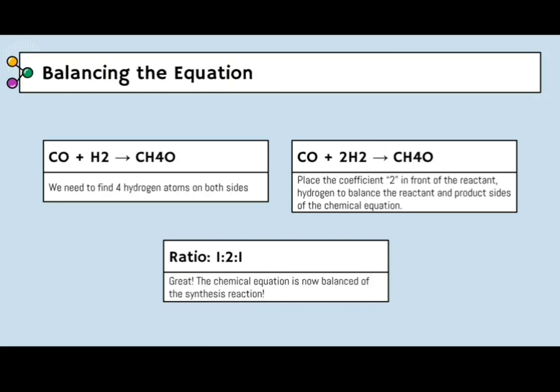This synthesis reaction, the ratio is 1:1, and we have balanced this synthesis reaction of carbon monoxide reacting with hydrogen gas to produce methanol. Now it's time to convert our given units for both reactants to moles of methanol.